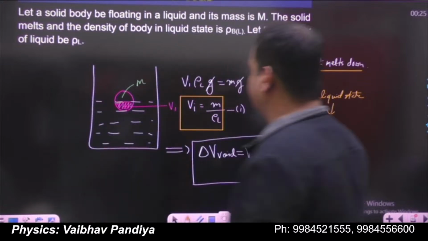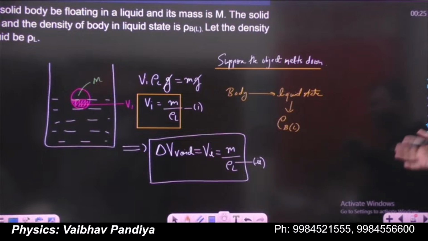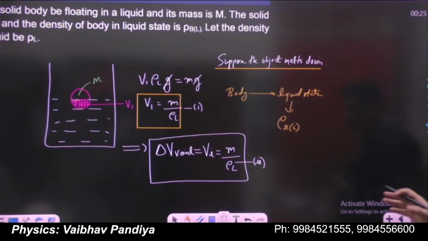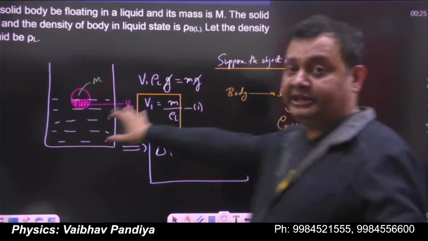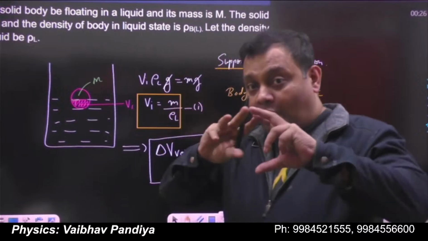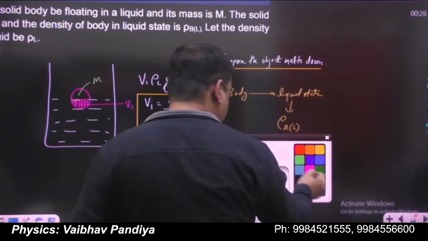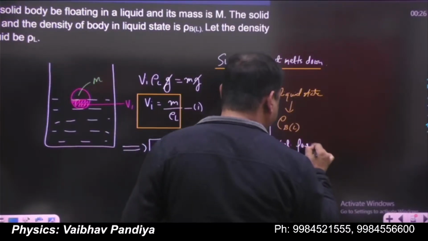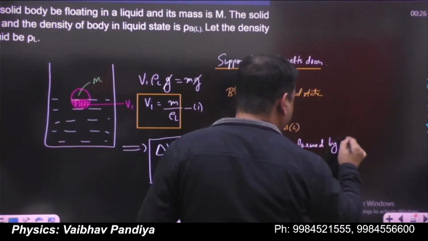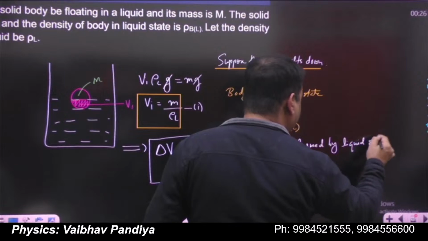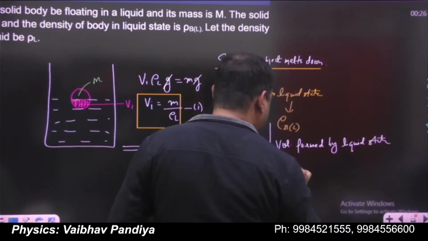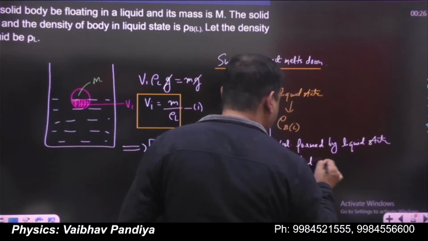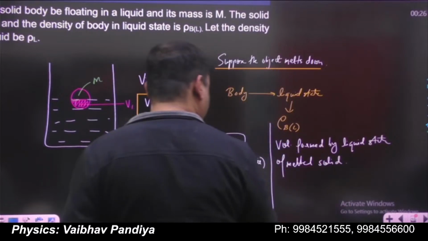Okay. Now, when it gets melted, it will be in the liquid state, correct? It will be in the liquid state, and it is still present in this container only. So the volume formed by the liquid state of the melted solid. So what do you think?